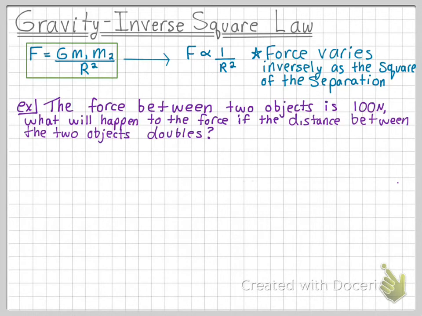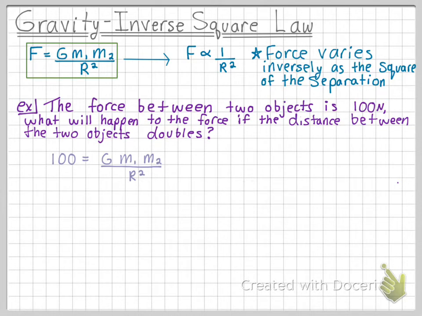So let's look at this problem first. The force between two objects is 100 newtons. What will happen to the force if the distance between the two objects doubles? So we know that our original equation will look something like this, where the force is 100 newtons and we don't know any of the other variables.